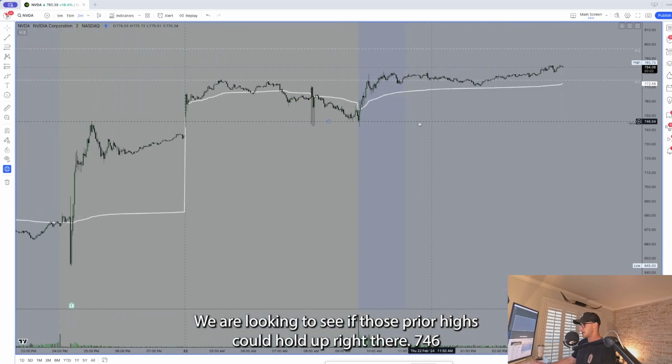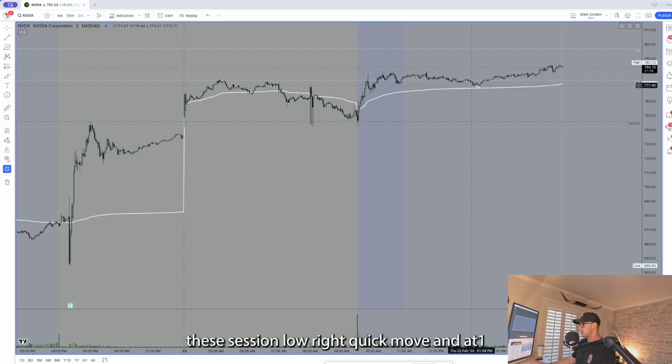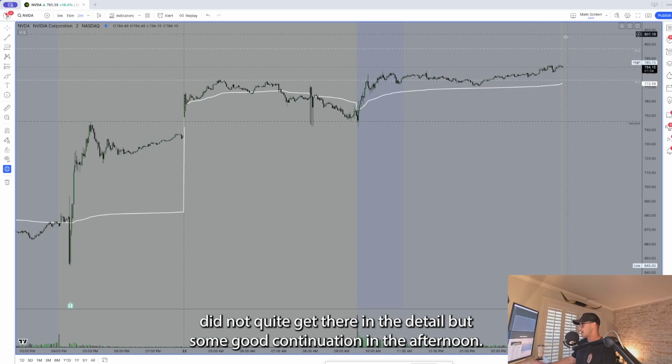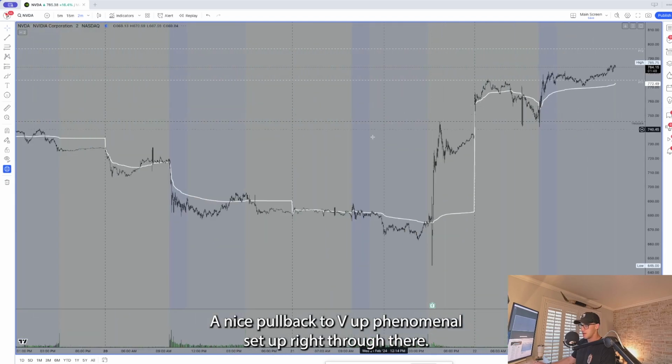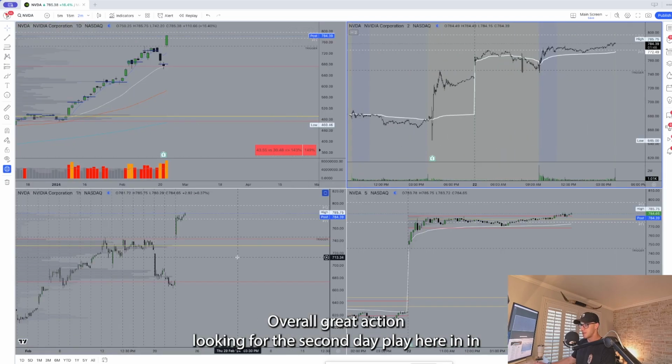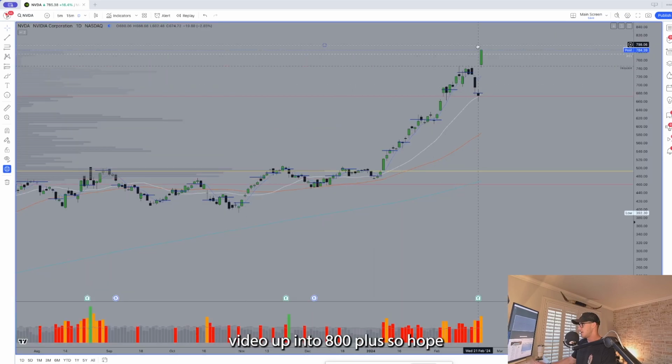Right there, 746. Nearly perfectly marked the session low. Right, quick move into PT1, did not quite get there into PT2, but some good continuation in the afternoon. A nice pullback to VWAP, phenomenal setup right through there. Overall, great action. Looking for the second day play here in NVIDIA up into 800 plus.